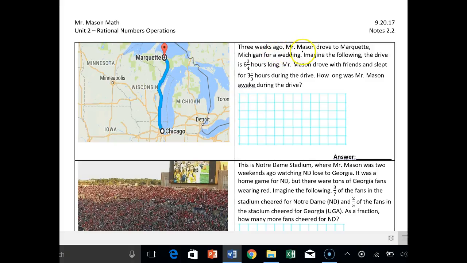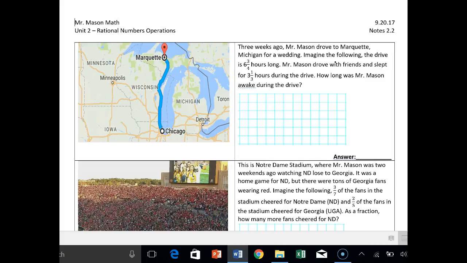3 weeks ago, Mr. Mason drove to Marquette, Michigan, not the University of Marquette. That's in Wisconsin, like down here. Marquette, Michigan, all the way up here for a wedding. Imagine the following. The drive is 6 3/4 hours long. Mr. Mason drove with his friends and got to sleep for 3 1/3 hours during the drive. How long was Mr. Mason awake?